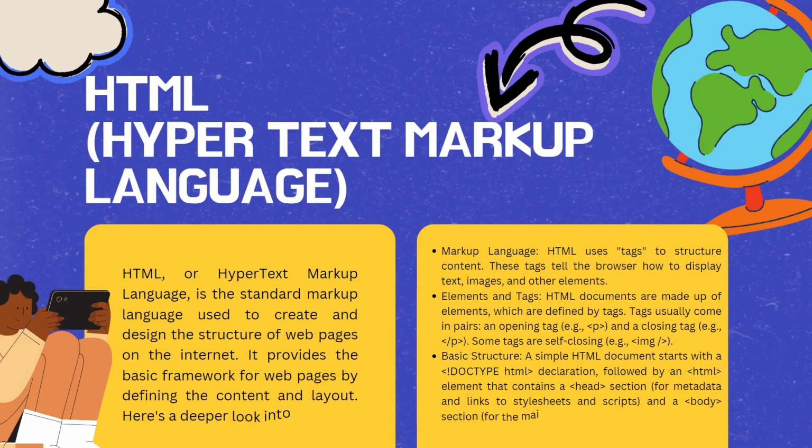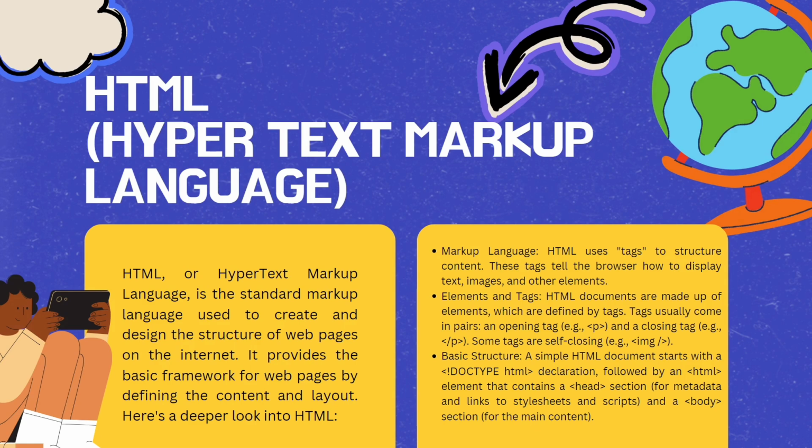First is the HTML, or the Hypertext Markup Language. It is the standard markup language used to create and design structure of web pages on the internet. It provides the basic framework for web pages by defining the content and layout. Here's a deeper look. Markup languages such as HTML uses tags to structure content, and these tags tell the browser how to display text, images, and other elements.